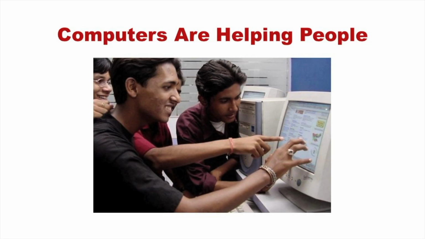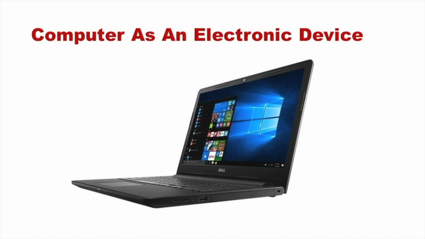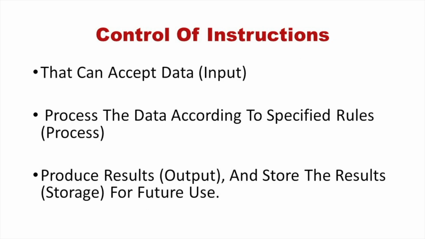Therefore, whether at home or work, we can see that computers are helping people do their work faster and more accurately. In some cases, without computers, tasks would not have been possible. Broadly speaking, a computer is an electronic device used for doing computation. Now, we can precisely define a computer as an electronic device operating under the control of instructions stored in its own memory that can accept input, process the data according to specific rules, produce results and store the results in storage for future use.